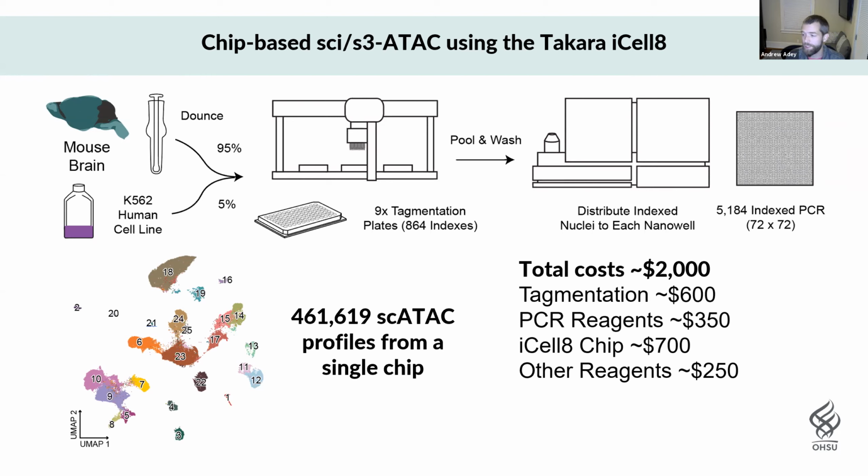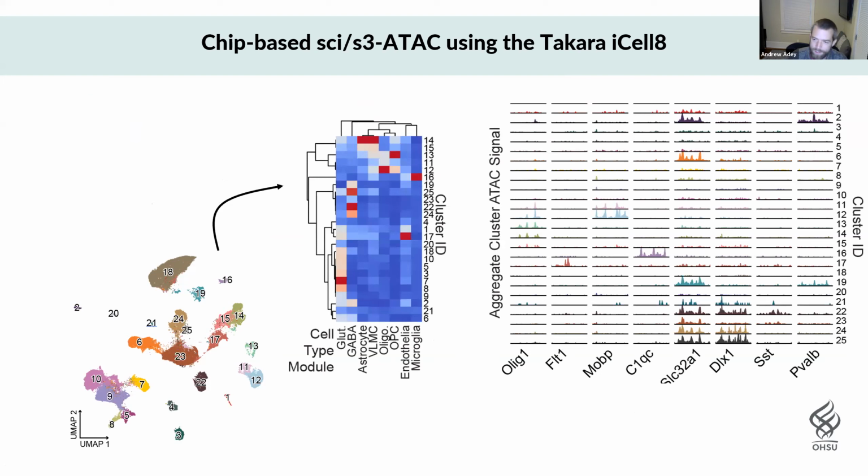So extremely cheap. The bulk of that cost is actually the ICELL8 chip, or the most expensive component anyway, which we can actually reuse. We reuse these chips about 5 times before we discard them. So that actually can be reduced based on the cost. Though sequencing is still expensive at the time, because the NovaSeq S4 is around $16,000. So the sequencing is by far the most expensive component. But we were able to identify all the major cell types.